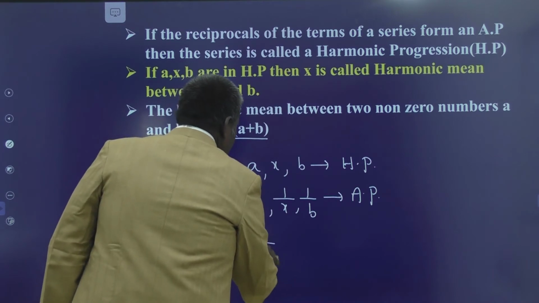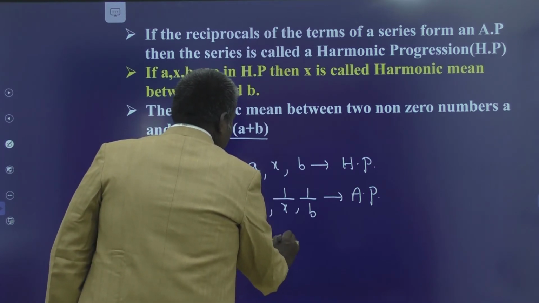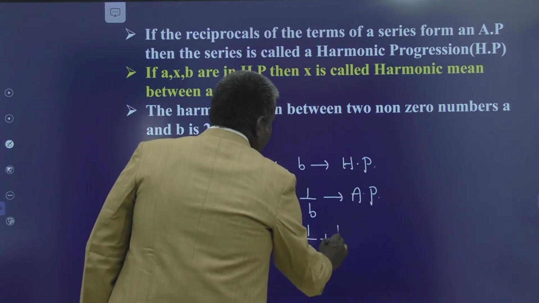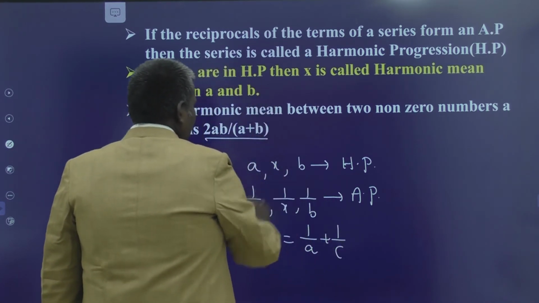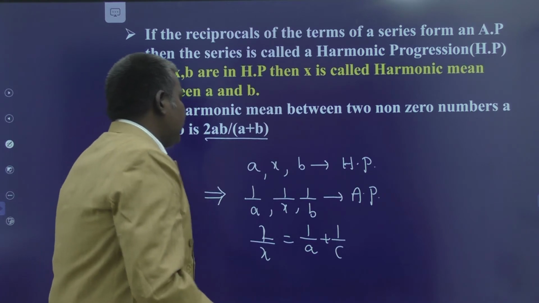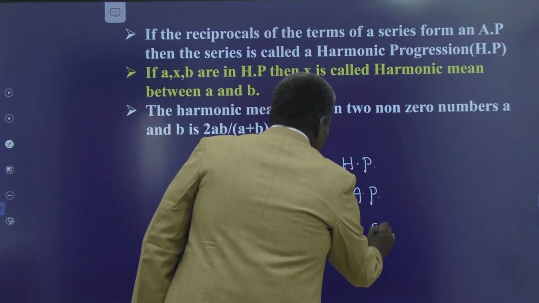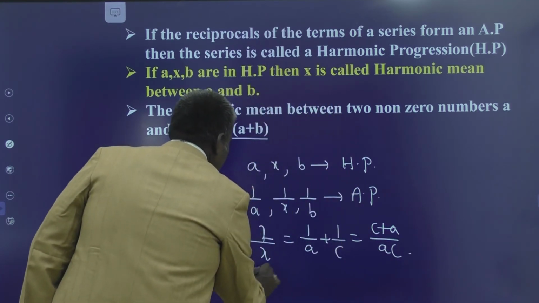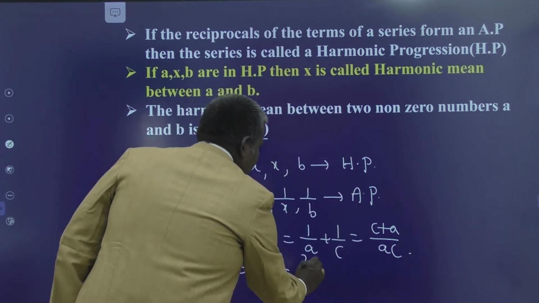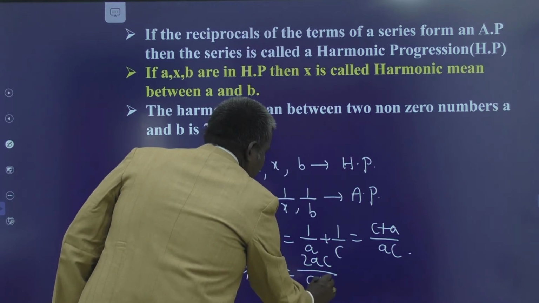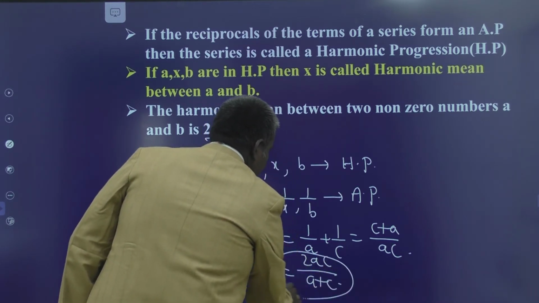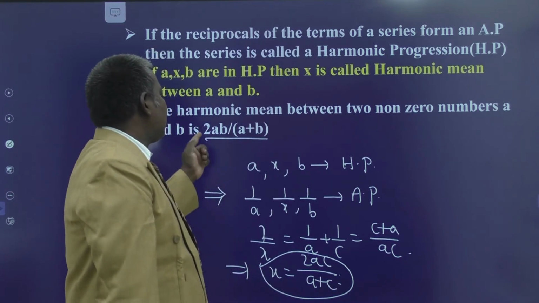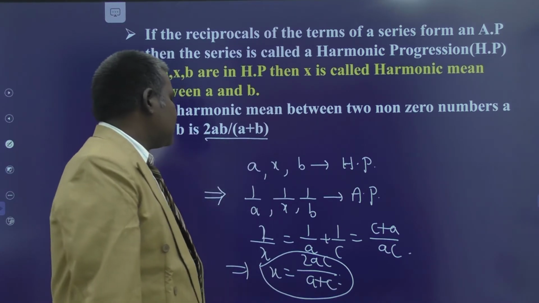So 2 by x is equal to 1 by a plus 1 by b. Here this is a, this is c. So 2 by x is equal to 1 by a plus 1 by c, which is c plus a by ac. This implies x is what? x is nothing but 2ac by a plus c. This is the harmonic mean of the two numbers a and b, 2ab by a plus b.